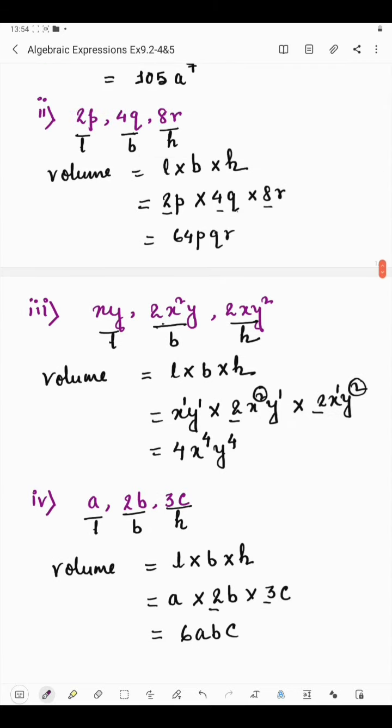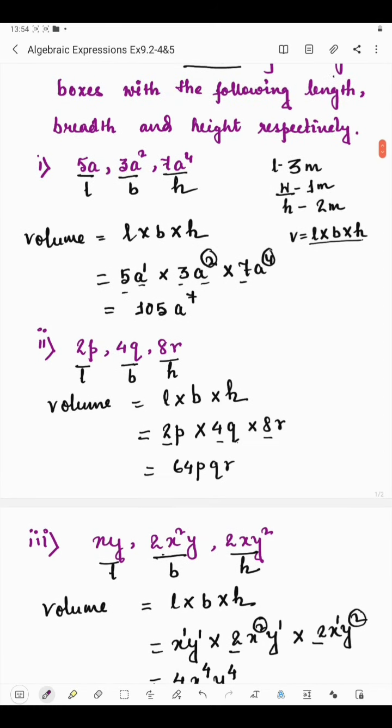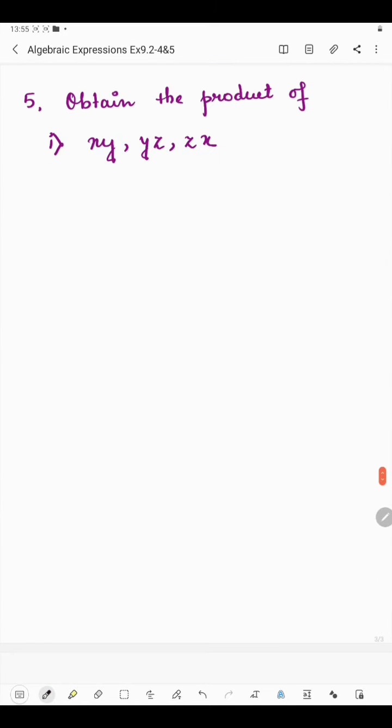So what we have learned in this question is that to find the volume we need to multiply the length, breadth and height. Now coming to the next question. Question number 5 says obtain the product of the first part. We have xy, yz and zx. We have to find the product, meaning we need to multiply all of these. So the product will be xy into yz into zx.